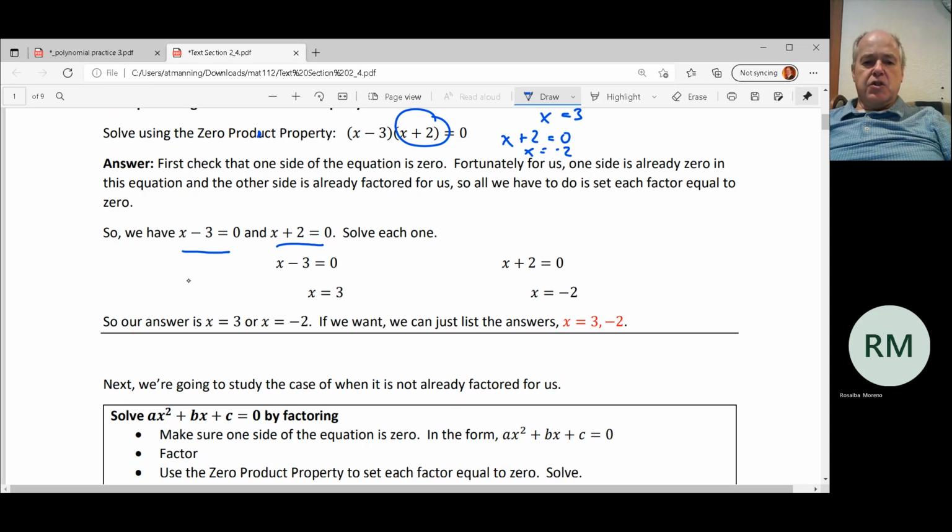The two possible solutions for this entire thing being equal to 0 is when x is equal to 3, when the x minus 3 part turns out to be 0, or when x is equal to negative 2 and the x plus 2 part turns out to be 0. So x equals 3 or negative 2. Two solutions. Another way to know that there's going to be two solutions, or at the max two solutions, is because you have a power of 2 on x.